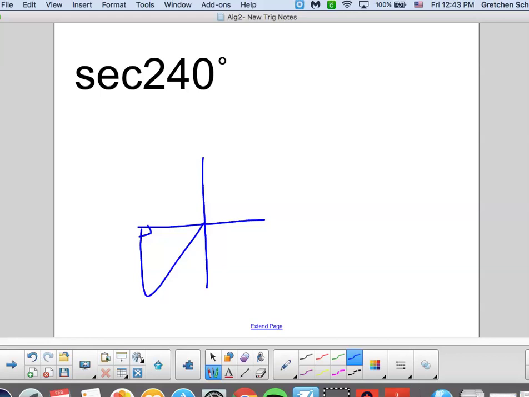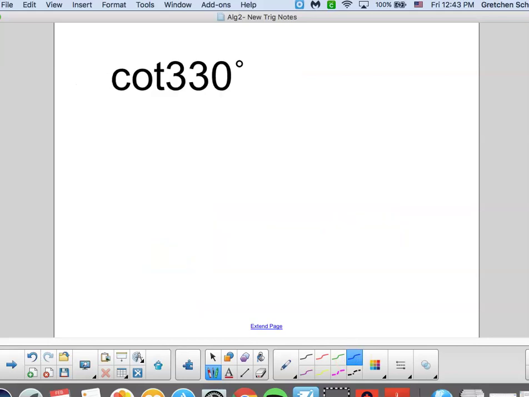How far past did we go past 180? 60. So, √3, 1, 2. All students take, what's positive down there? Tangent, just the t's. Secant, what do we find first? Cosine. What does cosine equal? So what is secant? -2. All right, something that's going to pop up on your assignment. All right, last one.